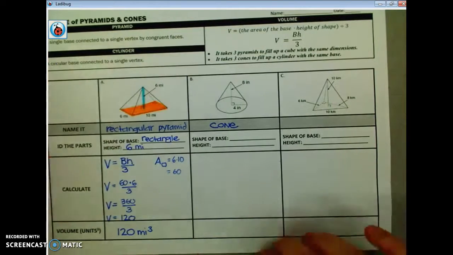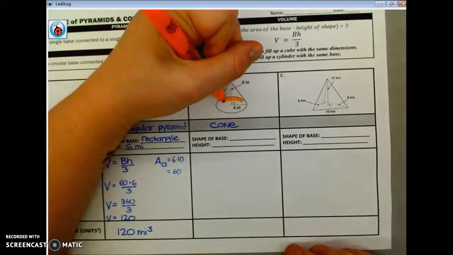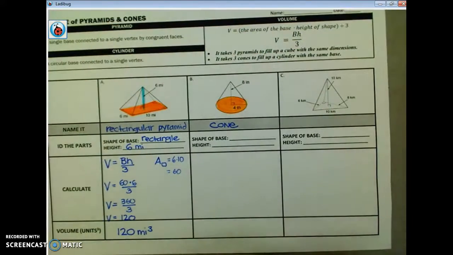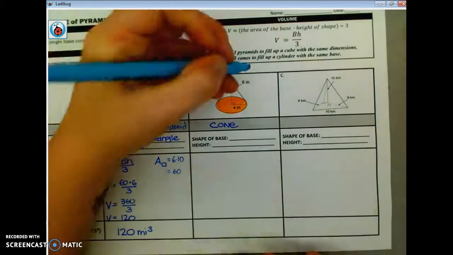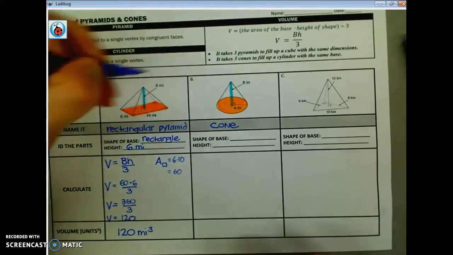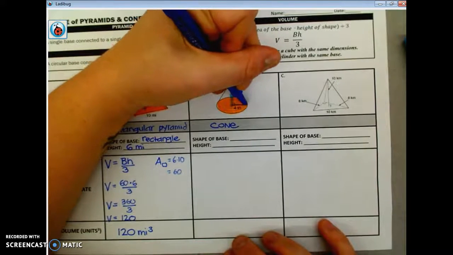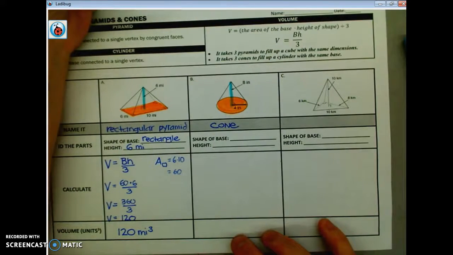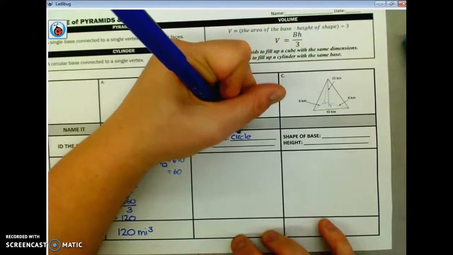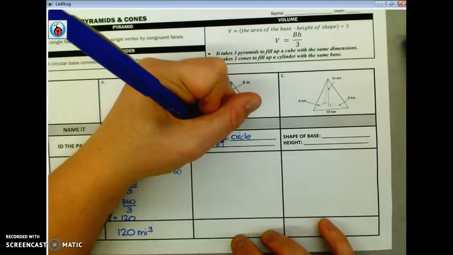They have a circle. Again, let's identify the base. Okay, so there's the circle base. Let's take a look at the height. It's right here. And notice we see this other number right here. That's something telling for our circle. That's important for us to know. That's our radius. Okay, so the shape of the base is a circle. The height is 8 inches.